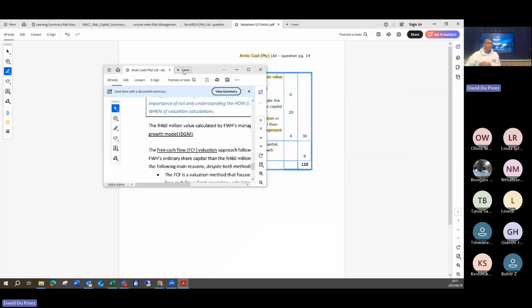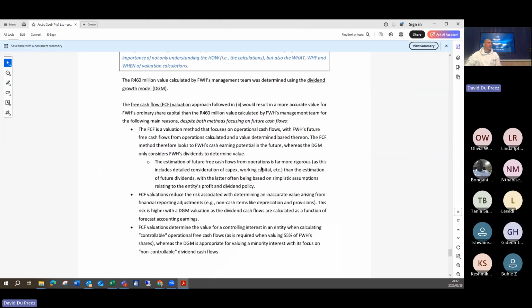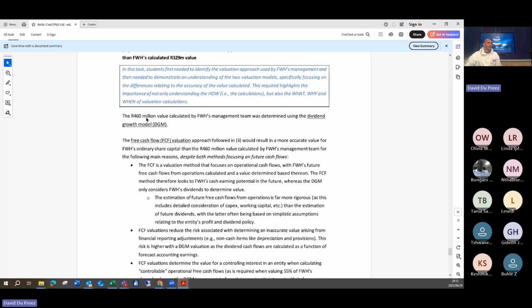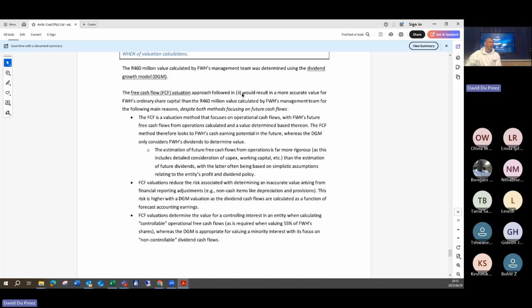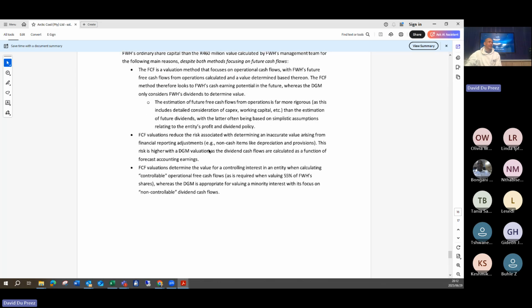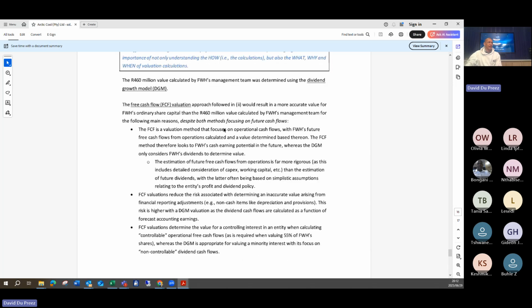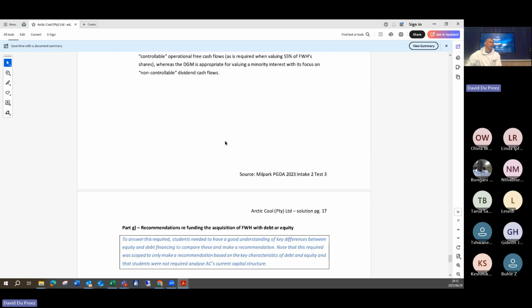Here's the solution. This was the solution for this free cash flow valuation. Basically, they say the 460 million rand was determined using the dividend growth model. The free cash flow valuation does X, Y, and Z. I don't want to bore you with that. That's really the comparison that you needed to do to be able to get to an answer.